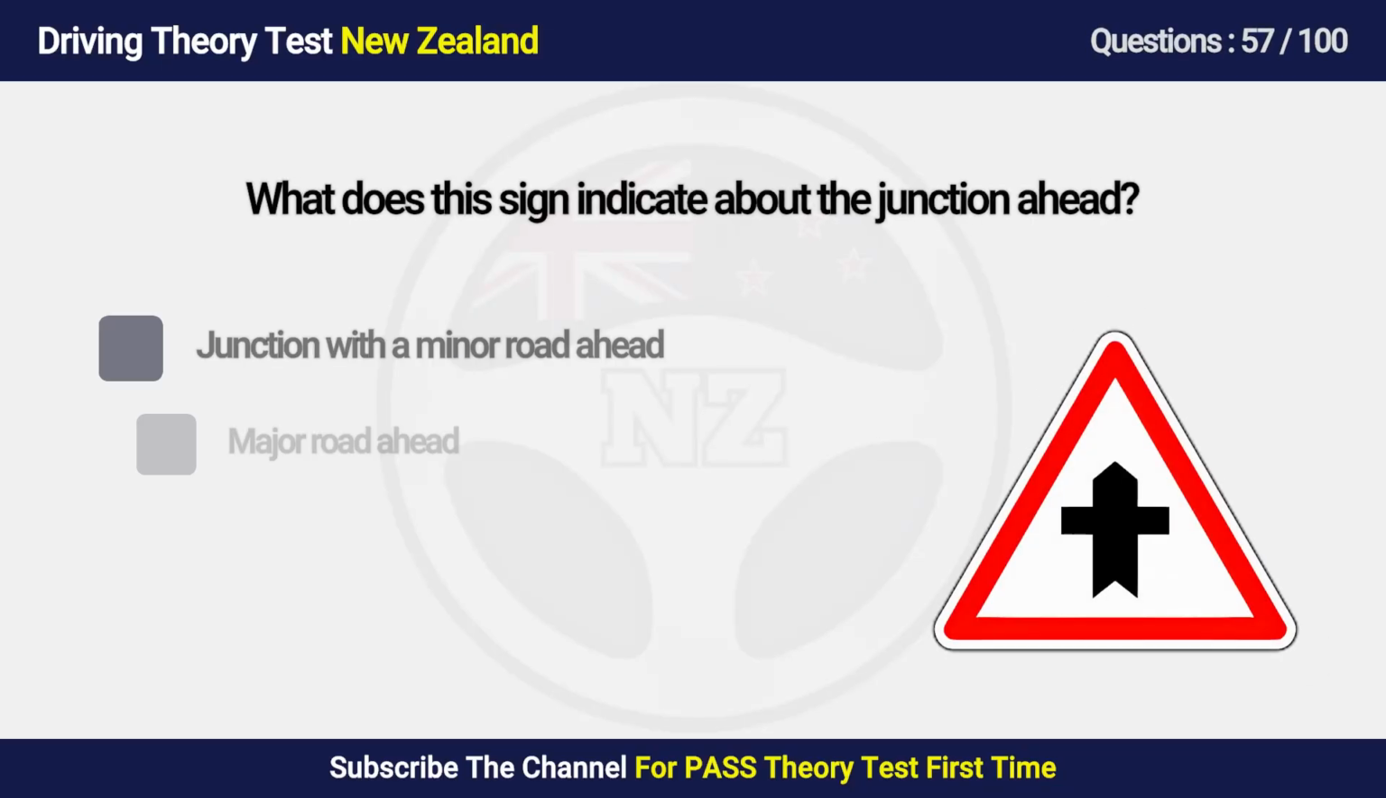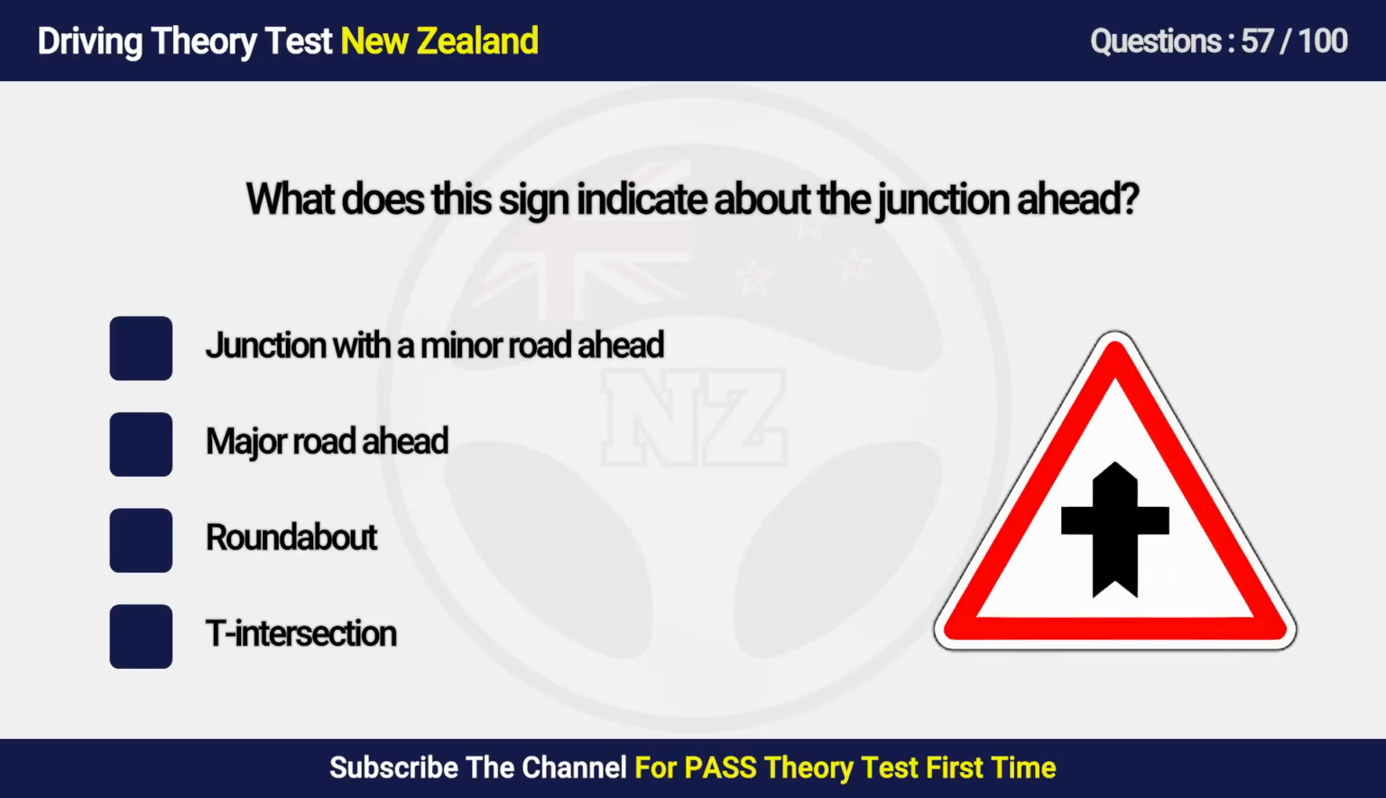Question 57. What does this sign indicate about the junction ahead? A. Junction with a minor road ahead. B. Major road ahead. C. Roundabout. D.